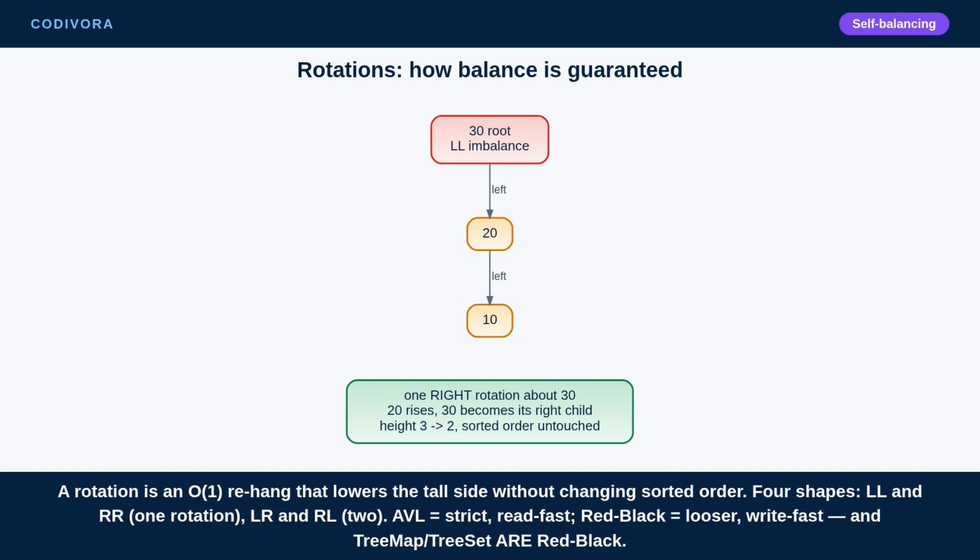AVL trees rotate aggressively for the fastest lookups. Red-black trees use color rules for fewer rotations, better for heavy writes. And here's the tie-in. Java's TreeMap and TreeSet are red-black trees. That's why they give guaranteed log n plus ordered operations.